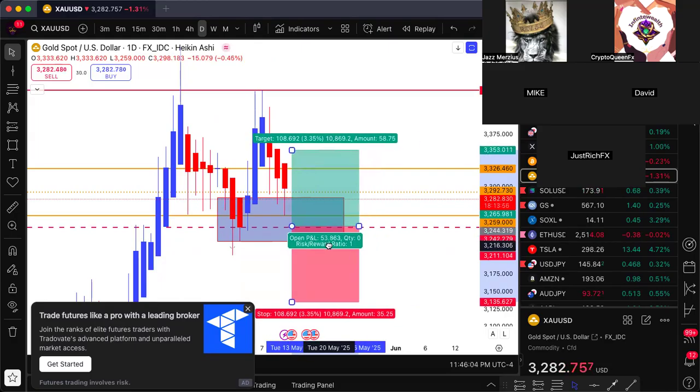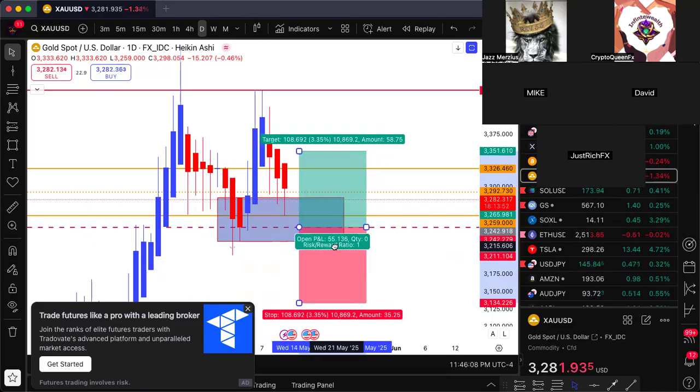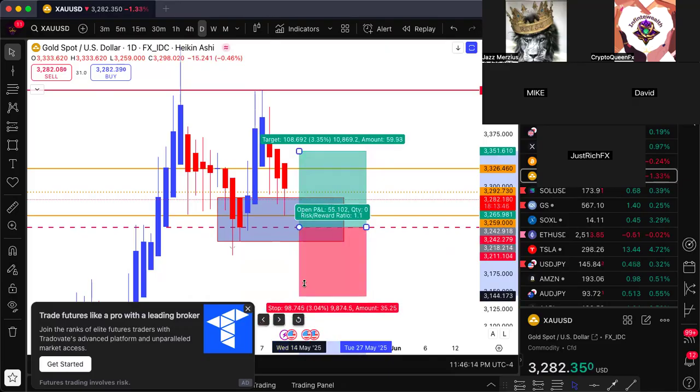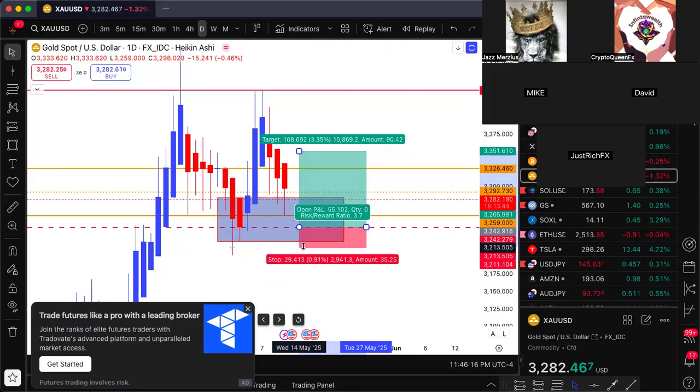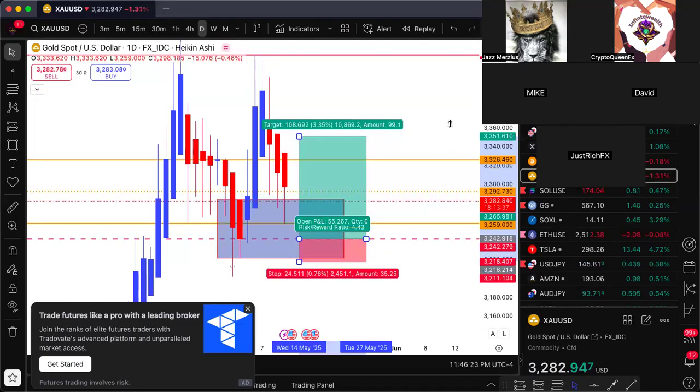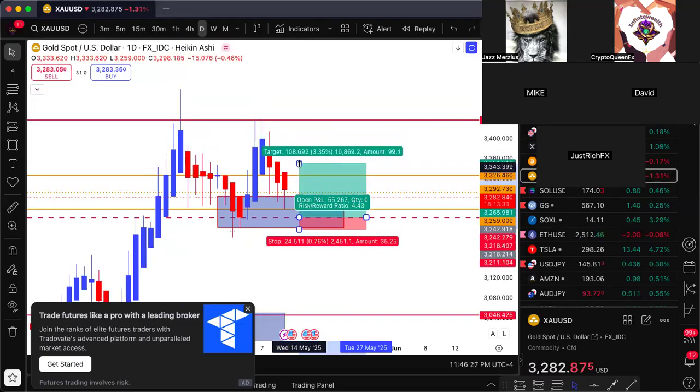So I'll be looking to take a buy out of here if gold doesn't close below this. So if it comes into this area and it starts rejecting, you will have your stop loss underneath the area of rejection, under the order block, and you can hold it to the high.